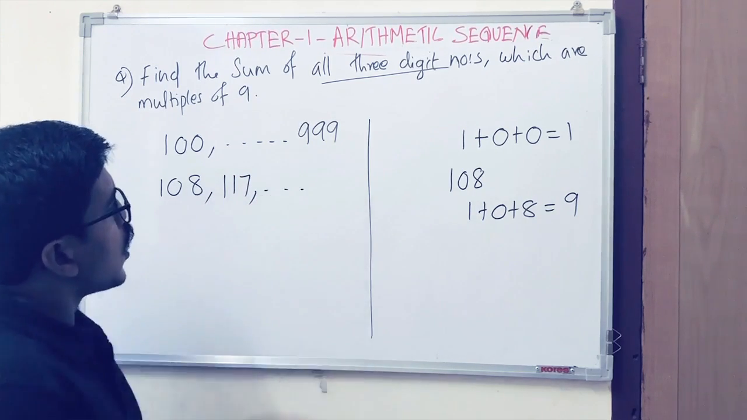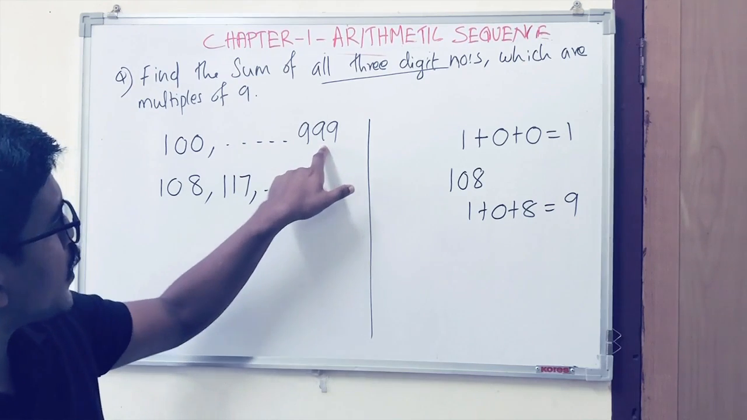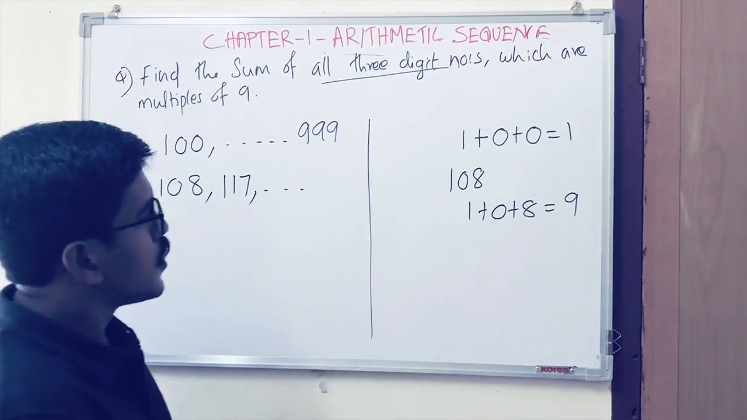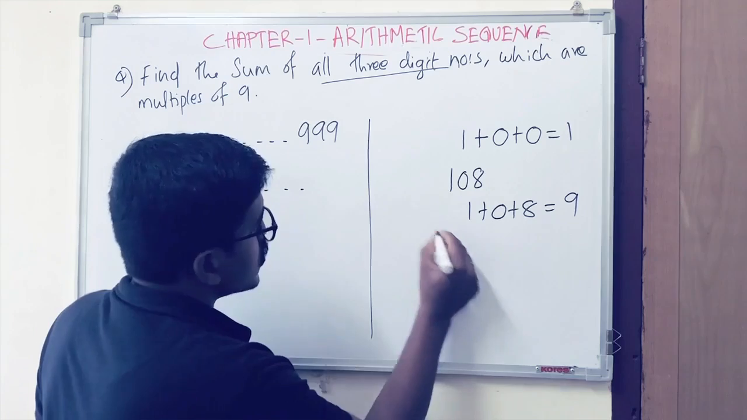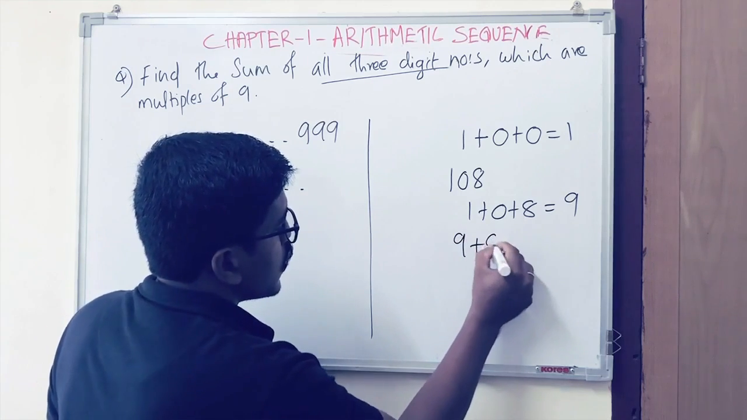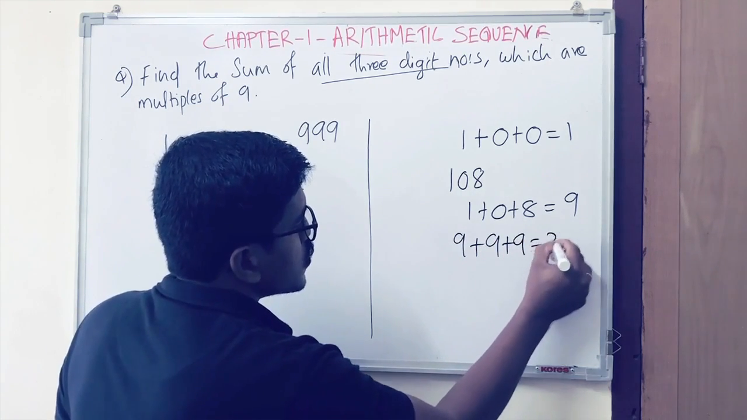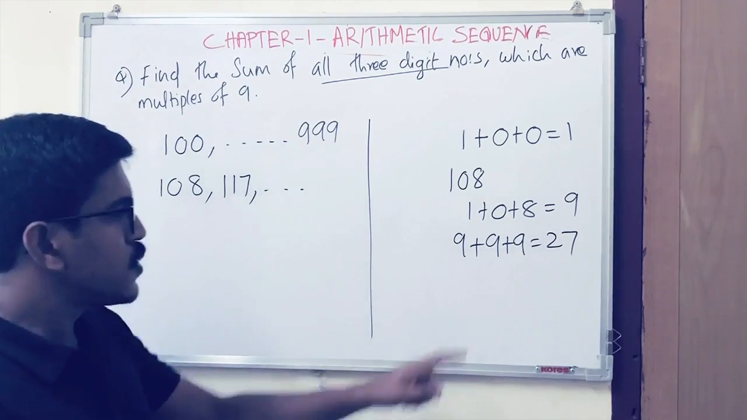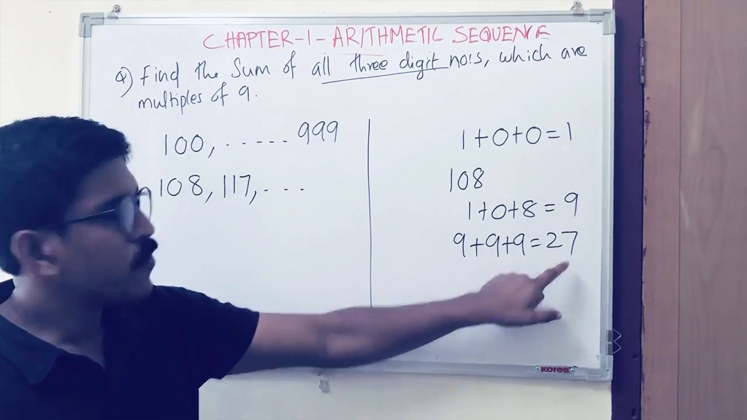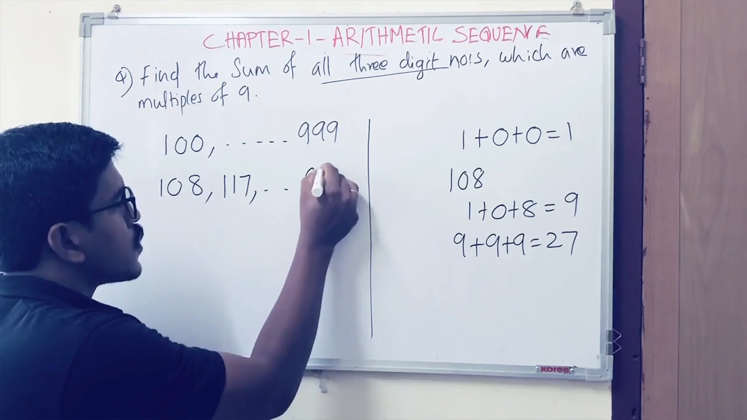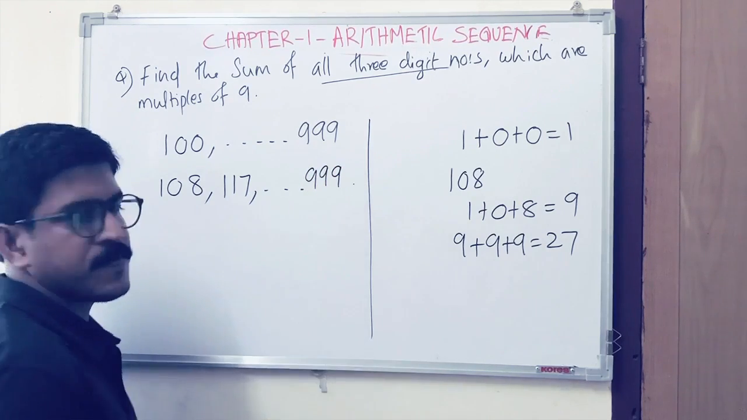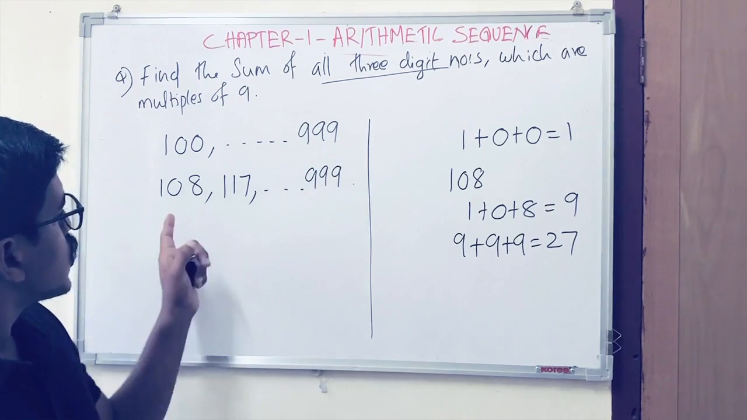Now we can check the last 3-digit number. 999 is the multiple of 9 or not. The digits 9 plus 9 plus 9, that is 27. Surely this is also a multiple of 9. So the last term is 999 itself. Now we got the sequence here.